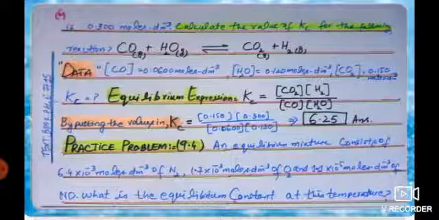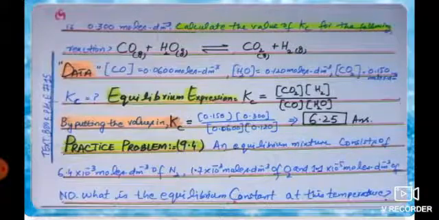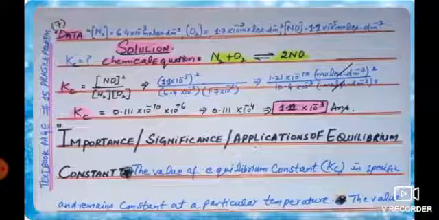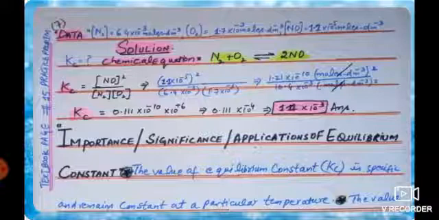Now there is another practice problem on page number 15 in the textbook, 9.4. An equilibrium mixture consists of 6.4 into 10 power minus 3 moles per dm cube of nitrogen, in the same way 1.7 into 10 power minus 3 moles per dm cube of oxygen, and 1.1 into 10 power minus 5 moles per dm cube of nitric oxide. What is the equilibrium constant at this temperature? Now we will write the data from the question, with the different values of concentrations of the reactants and products. And now we can write the chemical equation. Here no chemical equation is provided in the question.